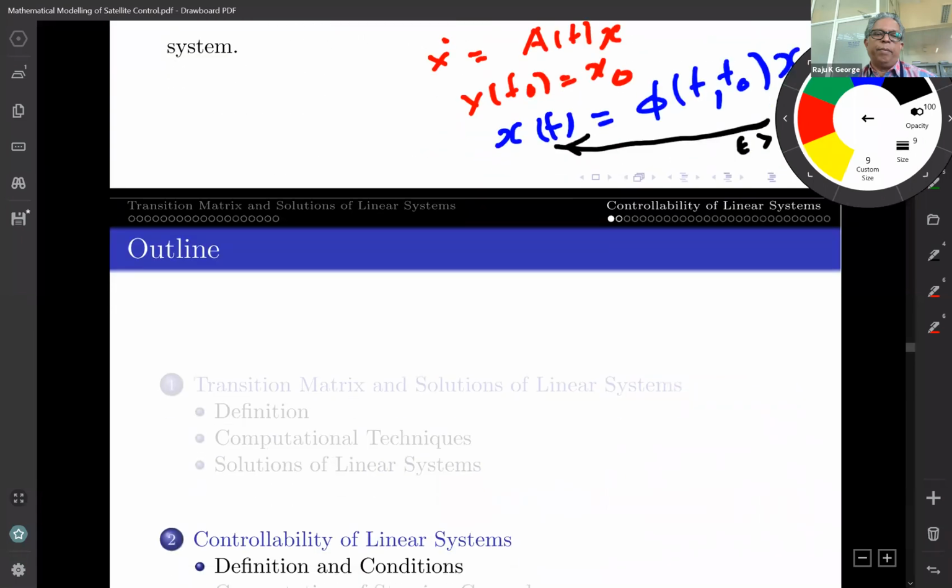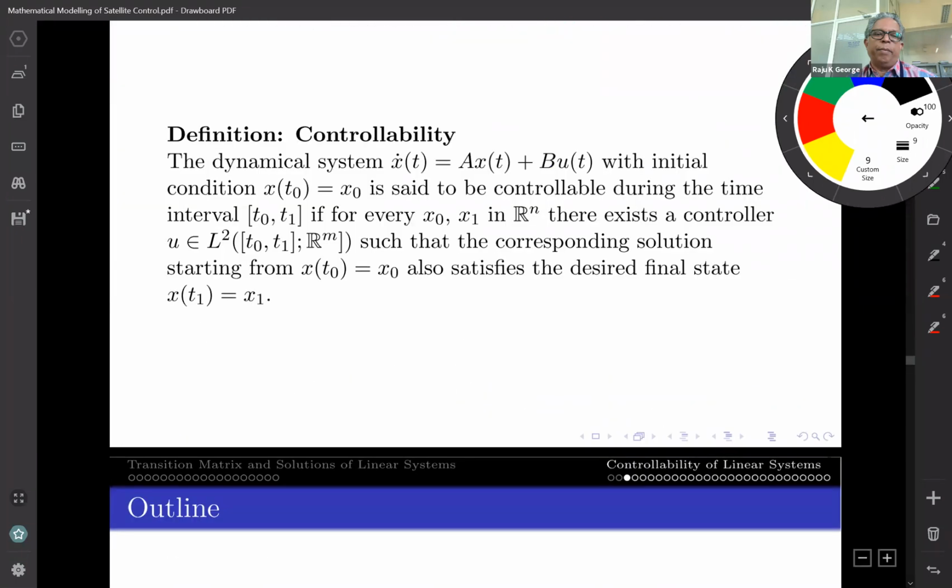Okay. So now the controllability problem, which I have already defined. The dynamical system x dot is equal to Ax(t) plus Bu(t) with the initial condition x at t0 is x0 is said to be controllable during a time interval t0, t1 if for every x0, x1 in Rn, there exists a controller u such that the corresponding solution starting from the given initial state also satisfies the desired final state, x at t1 is x1. That is the controllability. In our system, we are going to characterize the controllability.